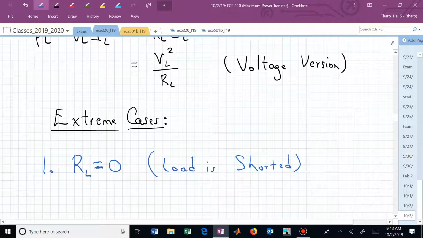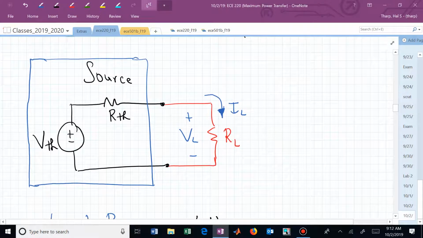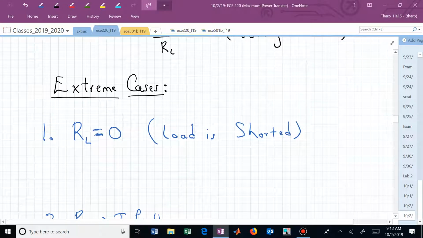If we short the load, what's I sub L? Is it small or big relative to other values of R sub L? What is I sub L? V Thevenin over R Thevenin plus R sub L. If we set R sub L equal to 0, isn't the current as big as it's going to ever be with R Thevenin as it is? If we short the load, then I sub L is equal to a max.